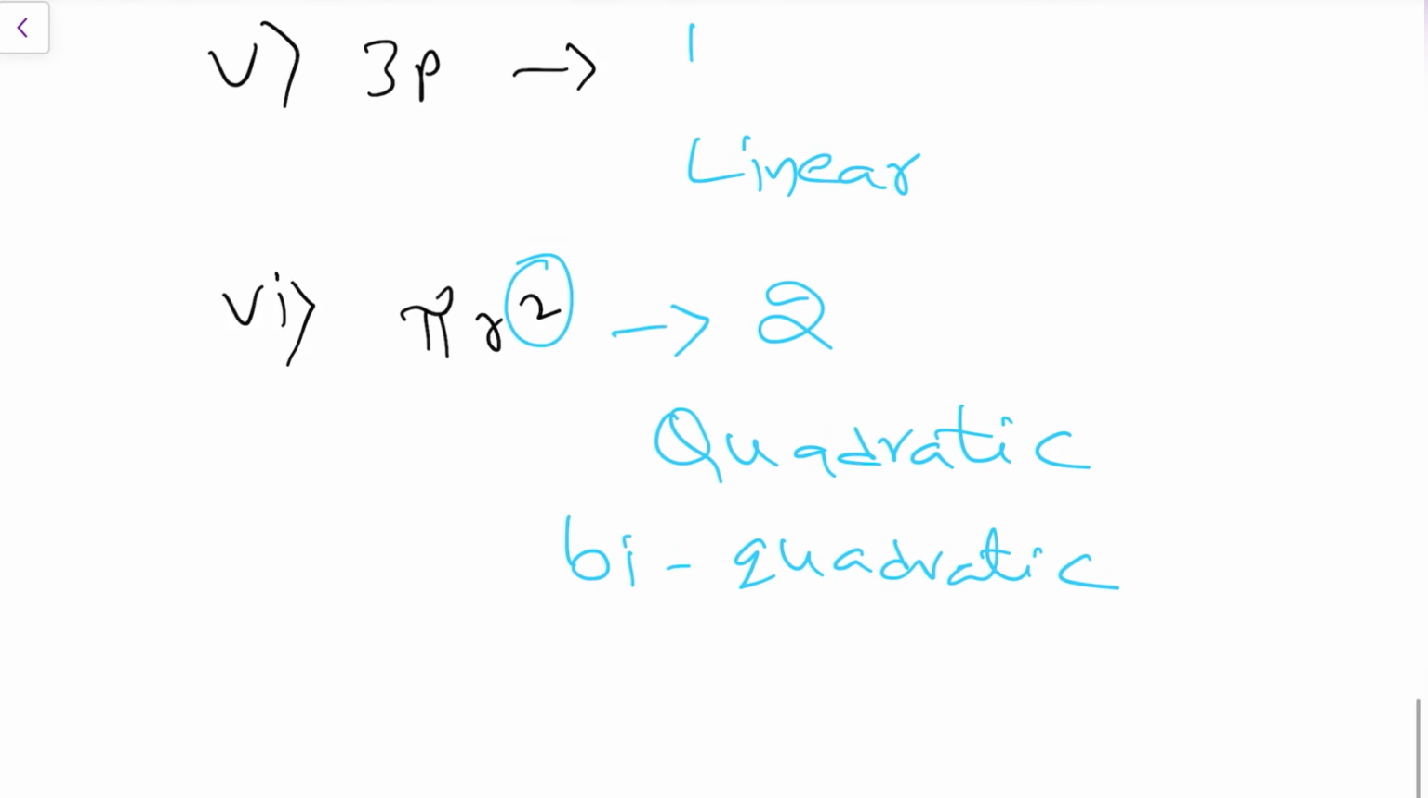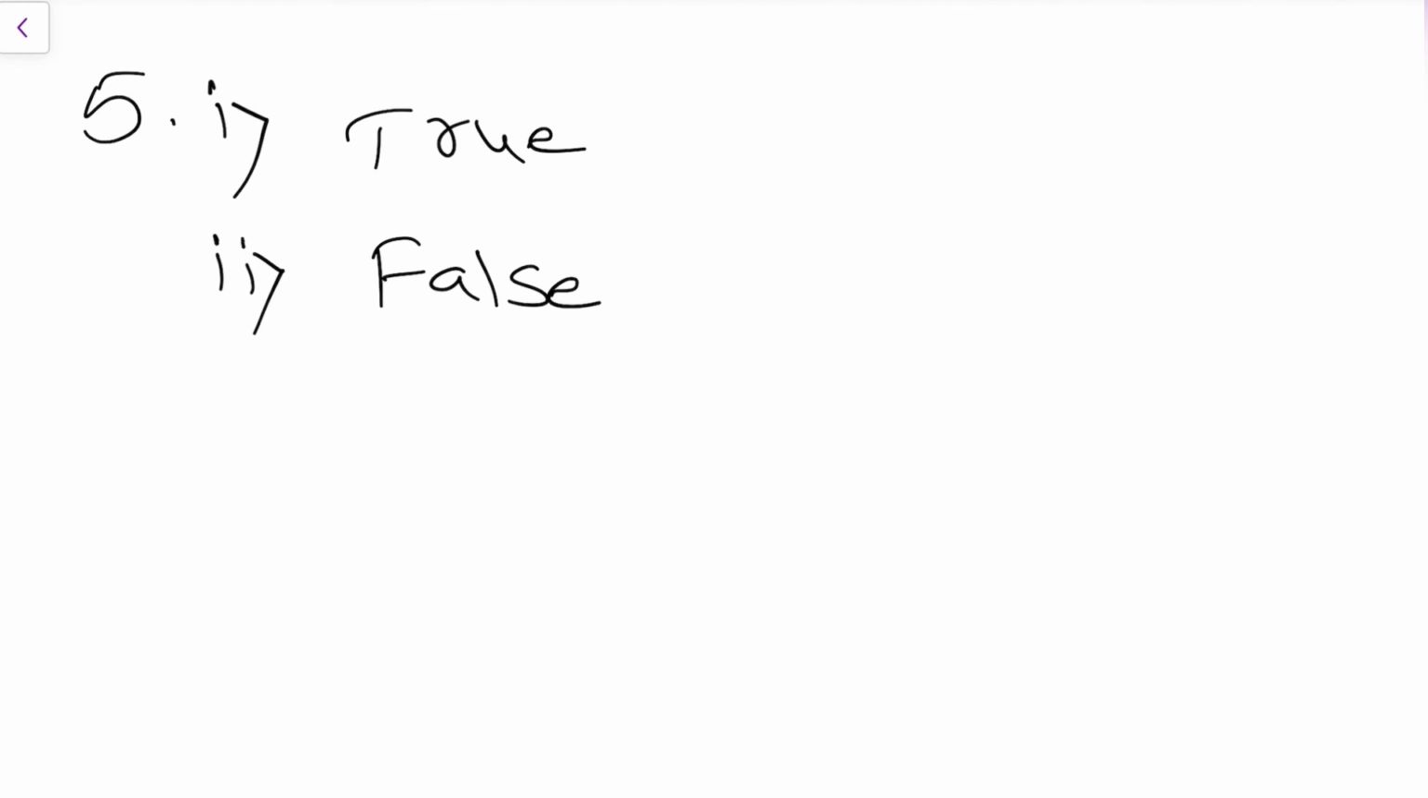Next, let us move to bit number 5. This bit number 5 is true or false type of questions. The first question is given as: a binomial has 2 terms. Obviously bi means 2, so a binomial will have 2 terms only. Next, second bit: every polynomial is a binomial. It is a completely false statement, because a polynomial may be a monomial or binomial or trinomial or 4 terms or 5 terms or 100 terms. So a polynomial is not only a binomial.